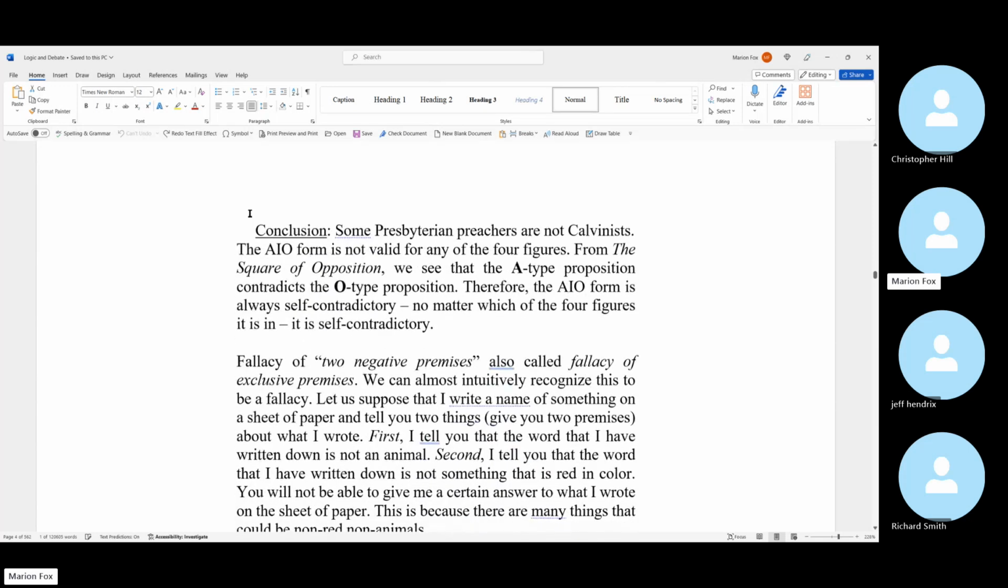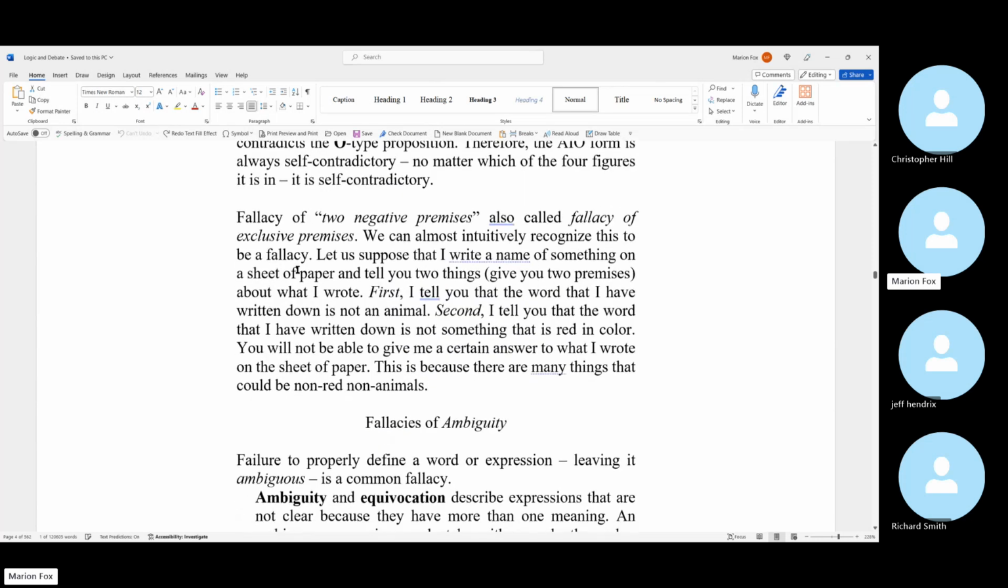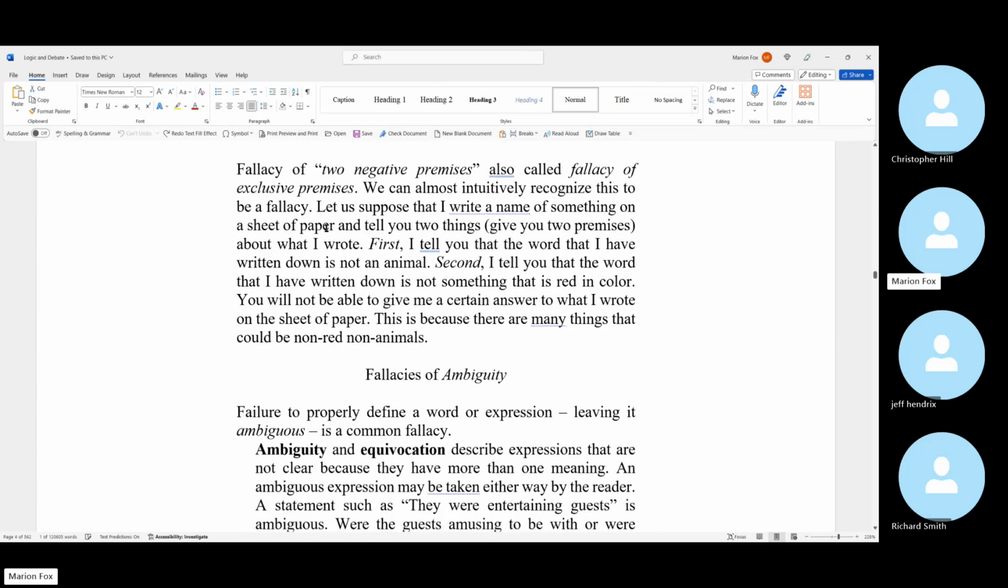Now, the AIO form is not valid in any of the 4 figures, and I just showed you the A and the O proposition contradict one another. So it's always self-contradictory no matter which of the 4 figures it's in. Now we have 2 negative premises, also called the fallacy of exclusive premises. That's another term for it. And so that one's harder to show. We could probably show it with Venn diagrams, but we haven't got to Venn diagrams yet. We could show it that way, but it's a little harder to show it.